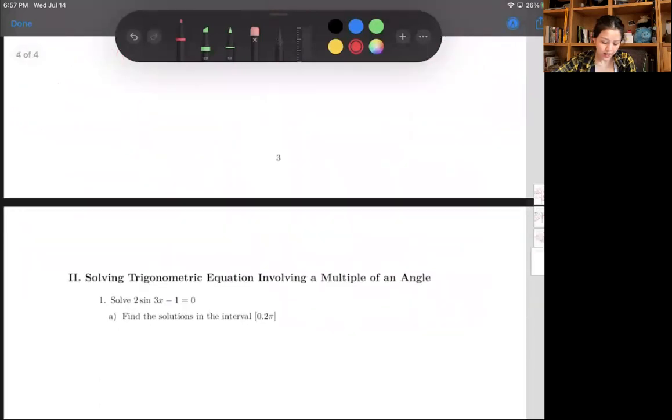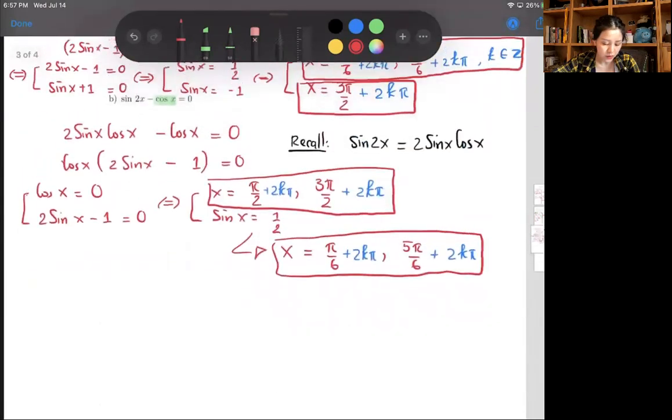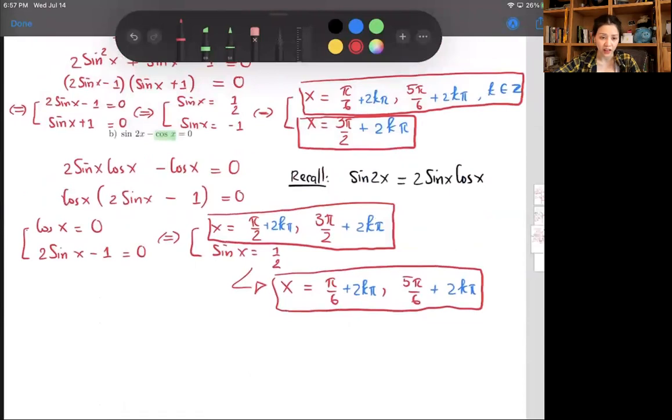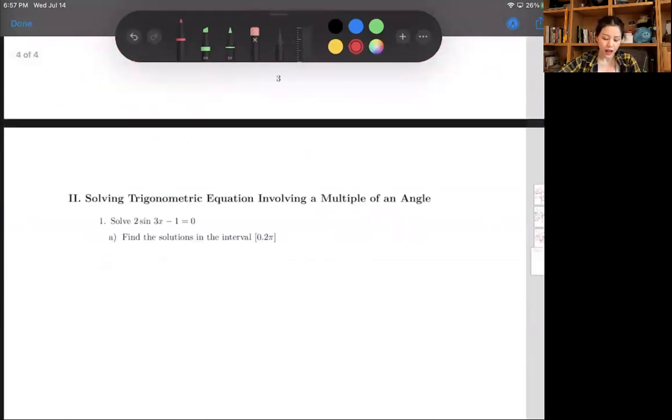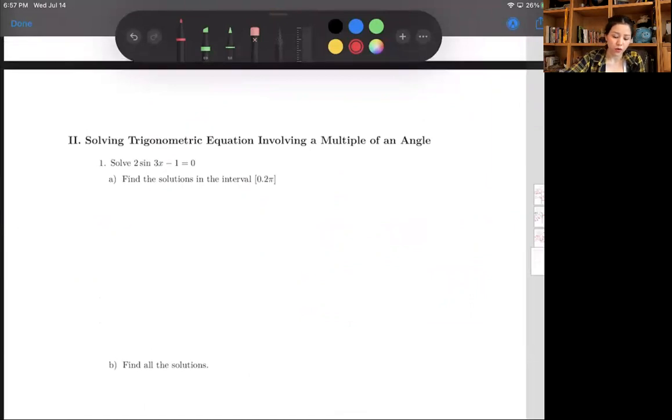Okay, so for the second case, we're going to solve trig equations involving multiple angles. So far, we only did the single angle, right? So theta equals something, or x equals something. Now we're going to have multiple angles, so the angle next to the function is no longer single. For example, solving 2 sine 3x minus 1 equals 0.